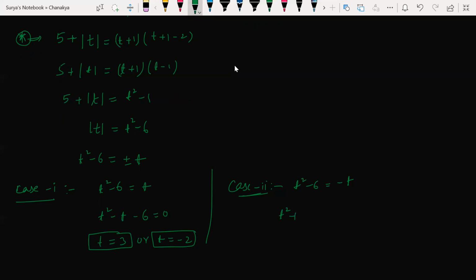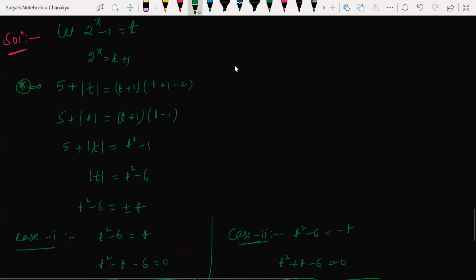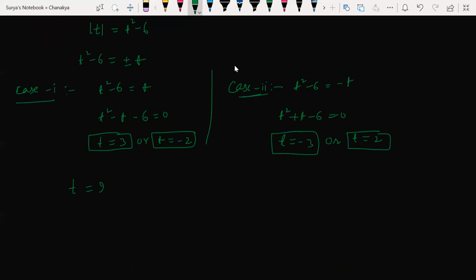Now here t square plus t minus 6 is equal to 0. Now here t is equal to minus 3 or t is equal to 2. Okay, this is what I'm getting here. Now tell me beta, which can be the t value, which cannot be the t value. Look at this here. My t was 2 to the power of x minus 1. Now let us substitute one by one. If I take t value 3, beta, 2 to the power of x is equal to 4. So x value is 2. Very good. Now if I take t value minus 2, is it going to be possible?